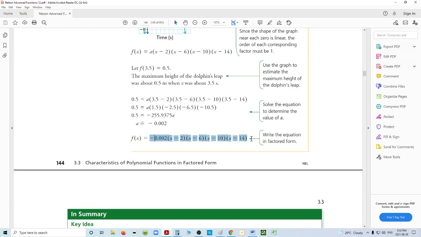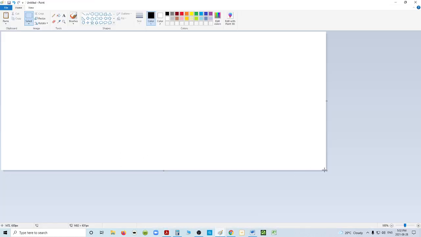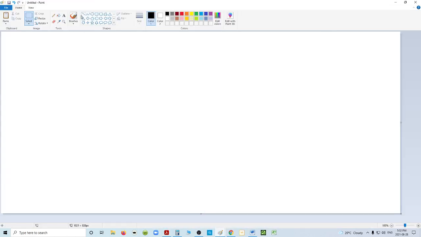No, they just want you to write it in a factored form. And sometimes your teacher will want you to expand it. And we should go through a handy tool for expansion. So it's pretty easy to expand x plus 2.